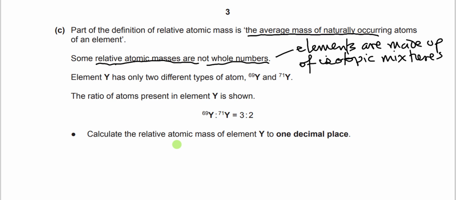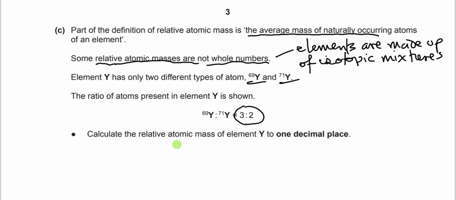Now, that is why this mass, the relative atomic mass, is said to be the average, the weighted average mass, right? The average mass of naturally occurring atoms of the elements. So now, here we have element Y with two different atoms, Y69 and Y71, right? For them to be atoms of element Y, it means that they have the same proton number, right? But you can see that they have different nucleon numbers, 69 and 71. That's why you are not given the atomic number of Y, because it's irrelevant here, right?